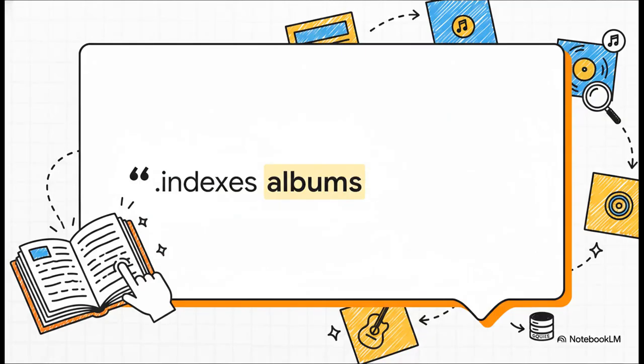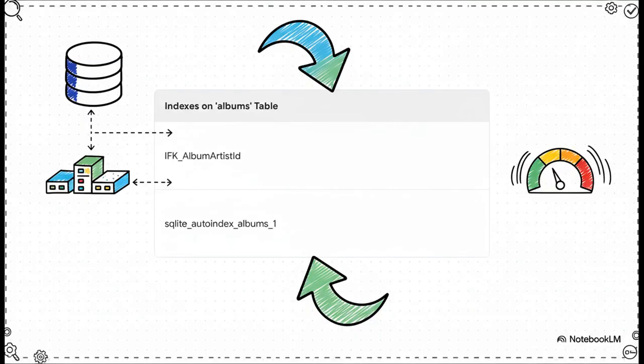We can even go one level deeper. Want to know a secret to making databases fast? It's all about indexes. They're like the index in the back of a book. They make finding things way faster. And yeah, we can ask about those too. And yep, there they are. It tells us exactly which indexes are being used for the albums table, which gives us a little peek under the hood at how it's optimized for speed.